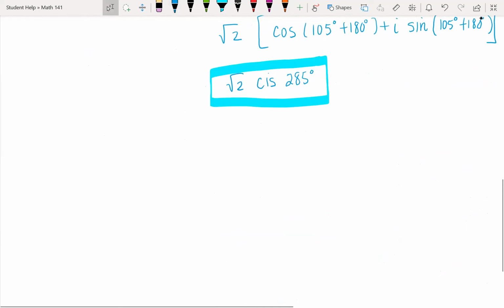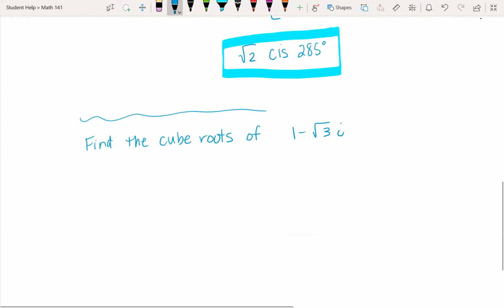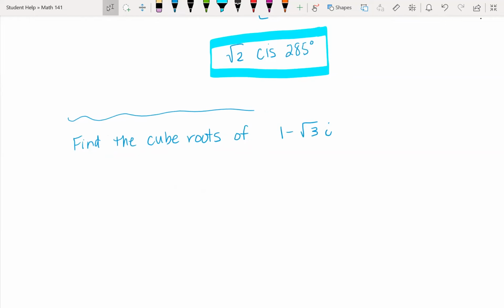Okay. Let's find the cube roots. So we'll find 3 of them this time, of 1 minus the square root of 3 times i. So the first thing that we'll do is change this into trigonometric form. This is going to be in the 4th quadrant, right? We've got 1 here and -√3 here.